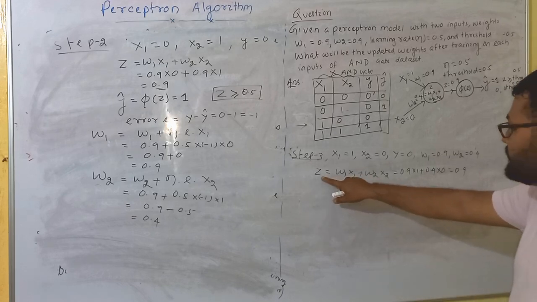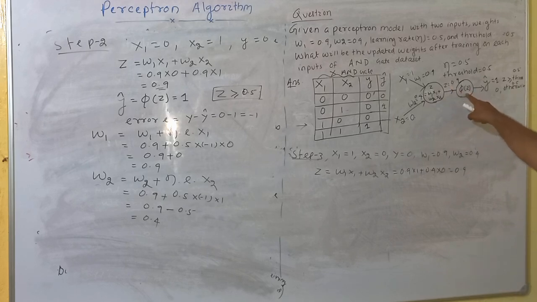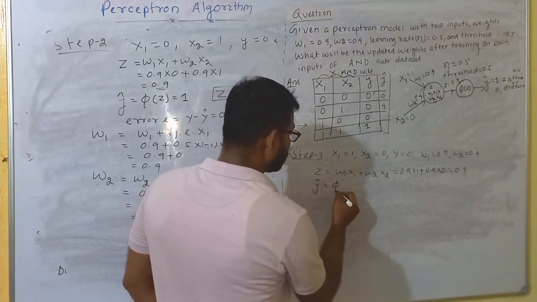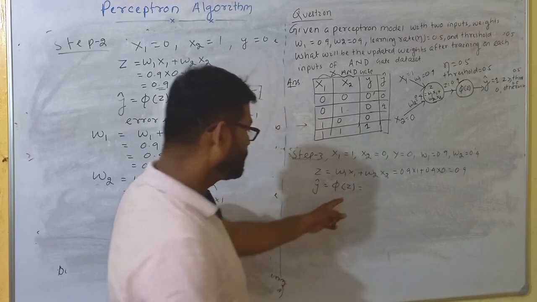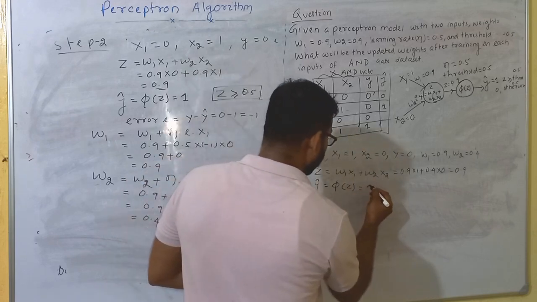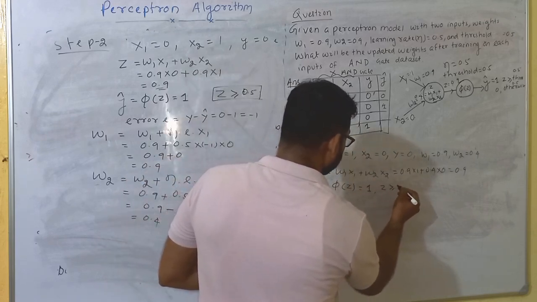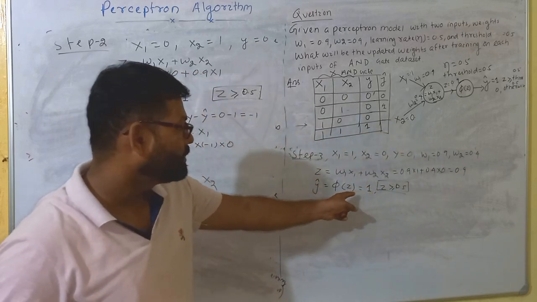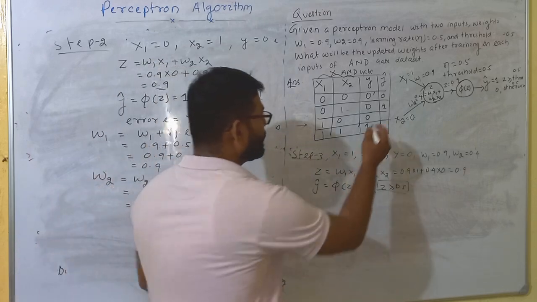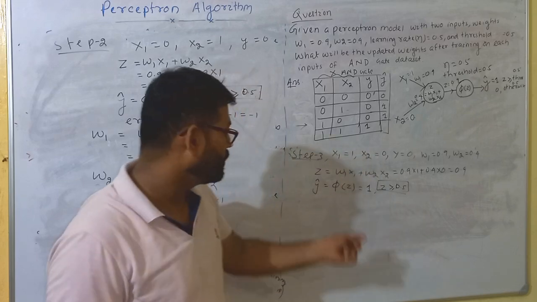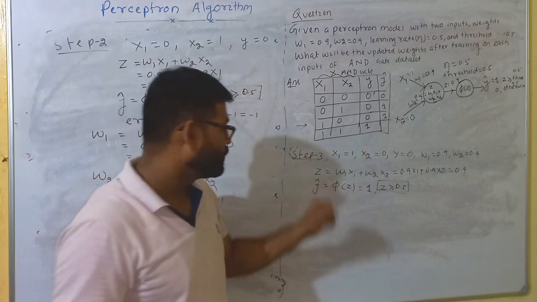Now this z value 0.9 goes into the threshold function. What is y cap? Y cap uses the threshold. Since this 0.9 is greater than the threshold 0.5, it is going to give me 1. So the predicted value is 1. What is the real output? 0. And the predicted output? 1. So here we have to do the weight updation.